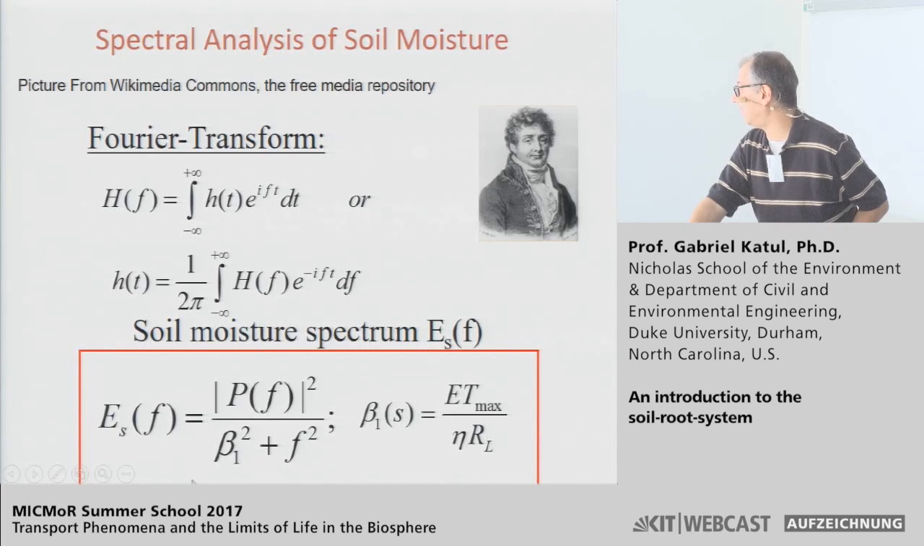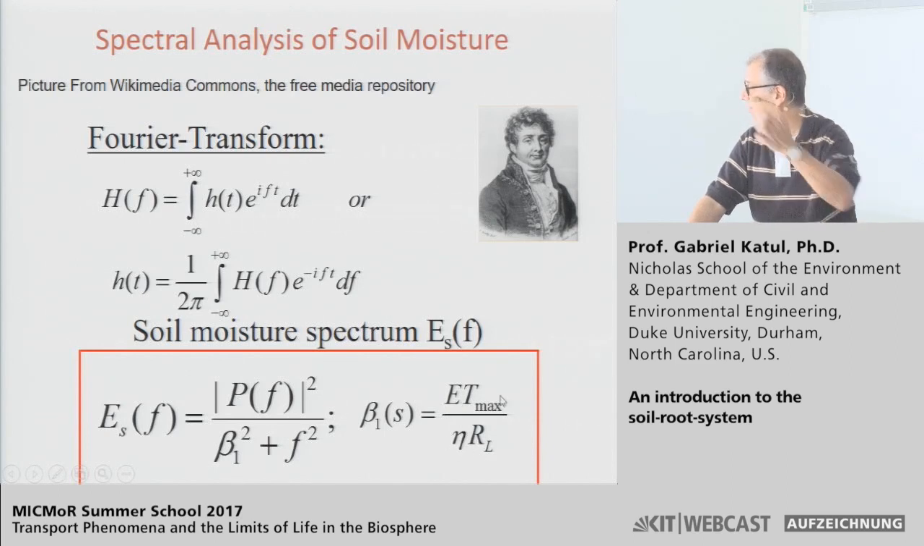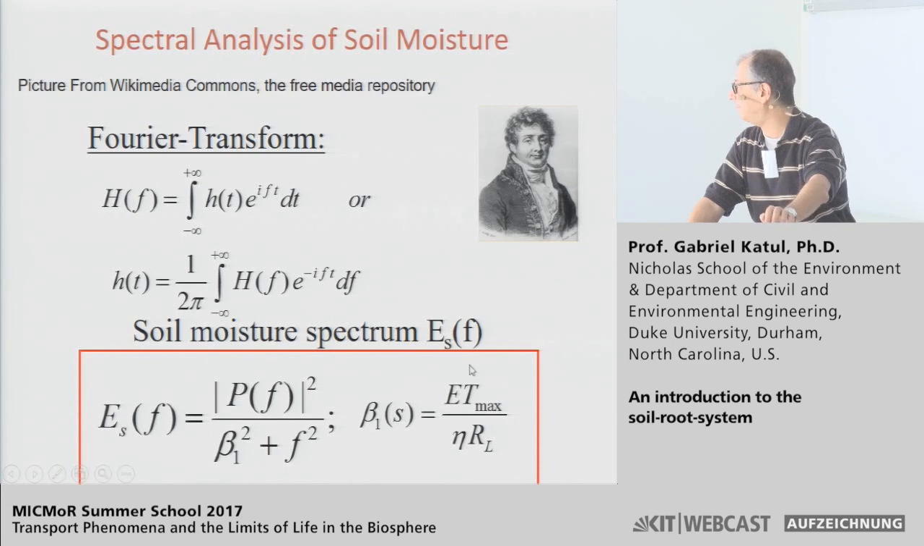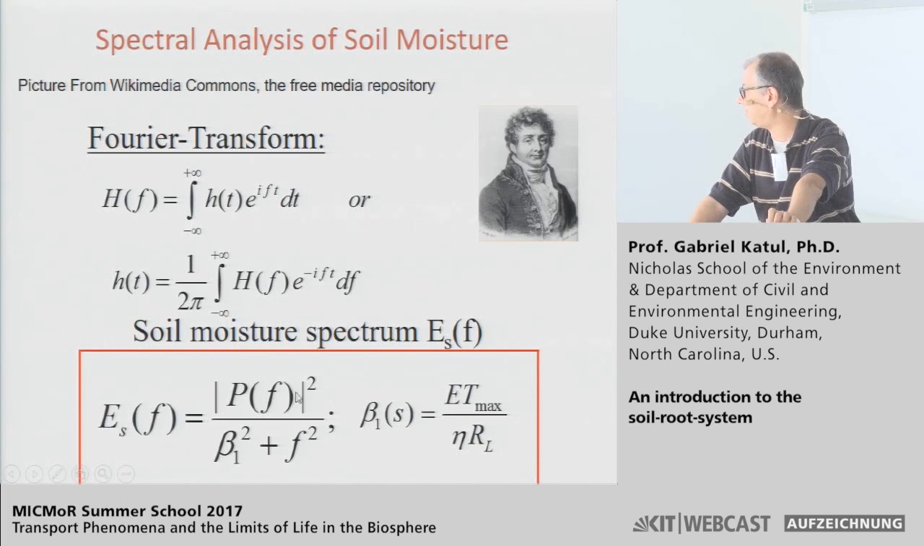And you find that the relation between the two ends up giving you an f squared in the denominator. This is the frequency. And then there is a constant beta 1 here that depends on the loss function itself, so ET max divided by eta R L. So this can be derived readily. And basically what it means is that the spectrum of soil moisture, stored water in the routing zone, depends on the spectrum of precipitation.